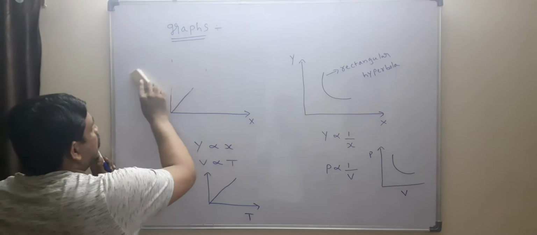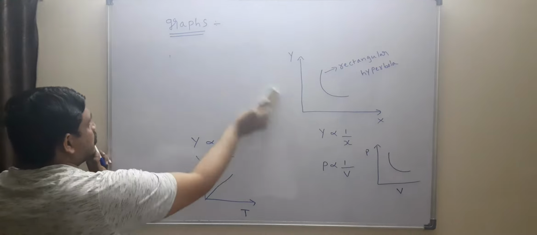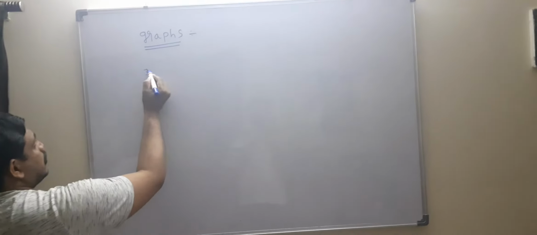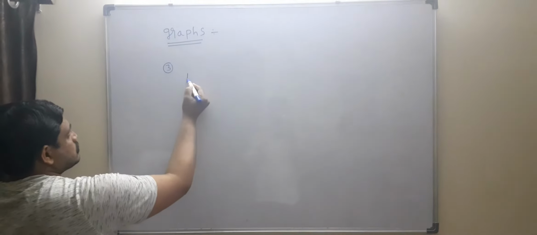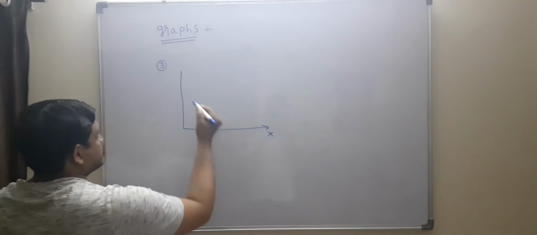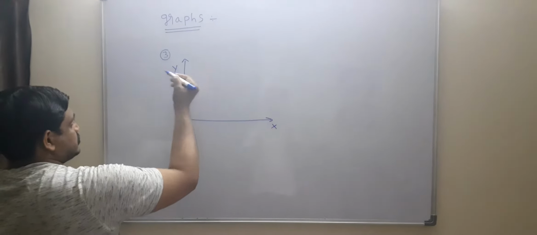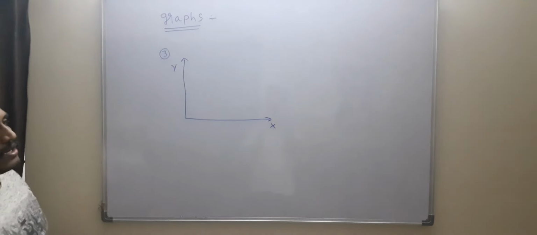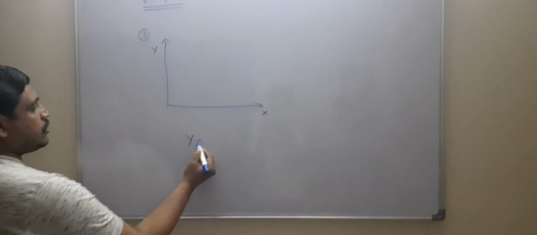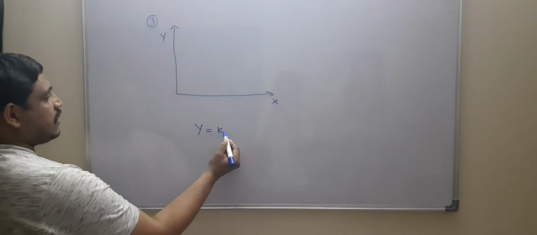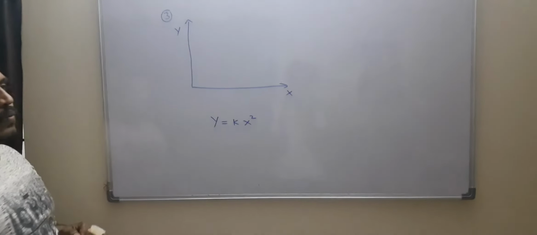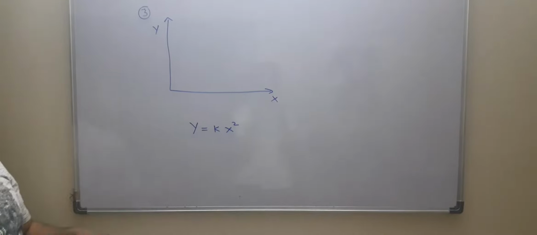Next, another third graph is, look here now. Hold on a second. This is the x-axis, this is the y-axis. The third graph is, the equation is y equal to kx square. Once again I repeat, y equal to kx square.